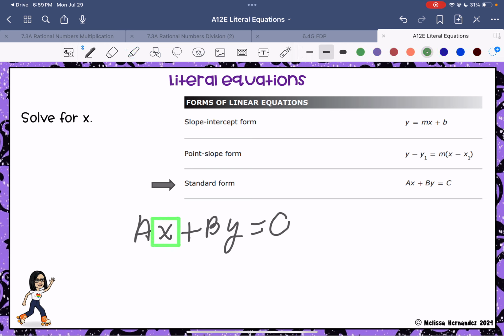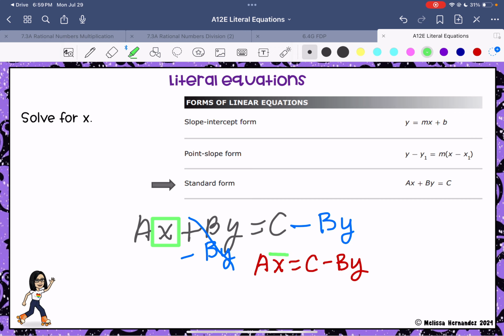To isolate x, I have to get rid of everything on the same side as x. So what I'm going to do is get rid of the plus by, and it can stay together. Oh man, this really looks kind of bad. So minus by. Now I'm going to rewrite: ax is equal to c minus by.